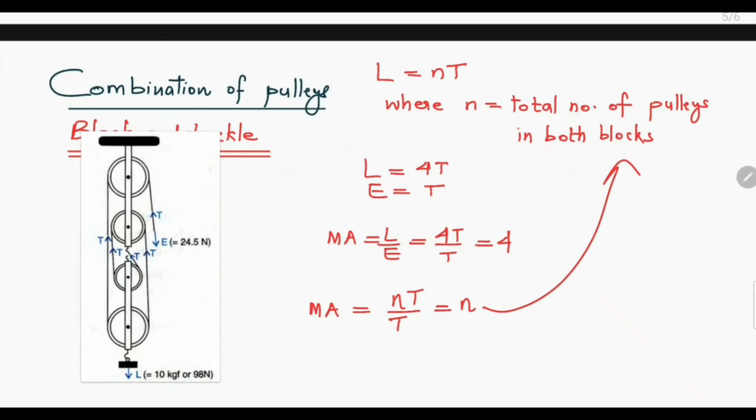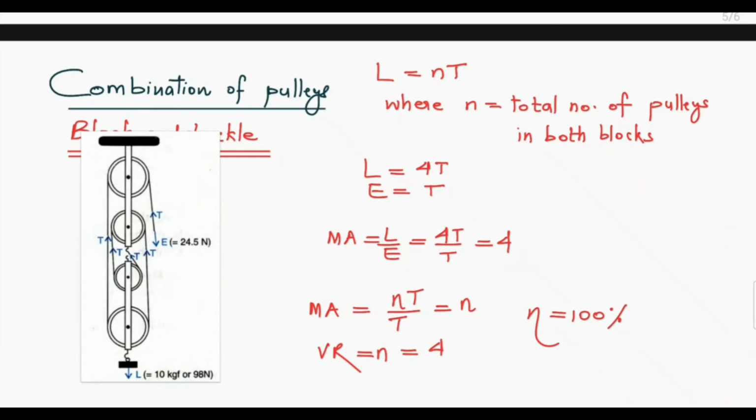So please remember this. N is equal to the total number of pulleys in both the blocks. And velocity ratio is also equal to N. So in this case, 4 pulleys, so velocity ratio is also 4, hence efficiency is 100%. This is once again for which pulley system? Block and tackle pulley system.